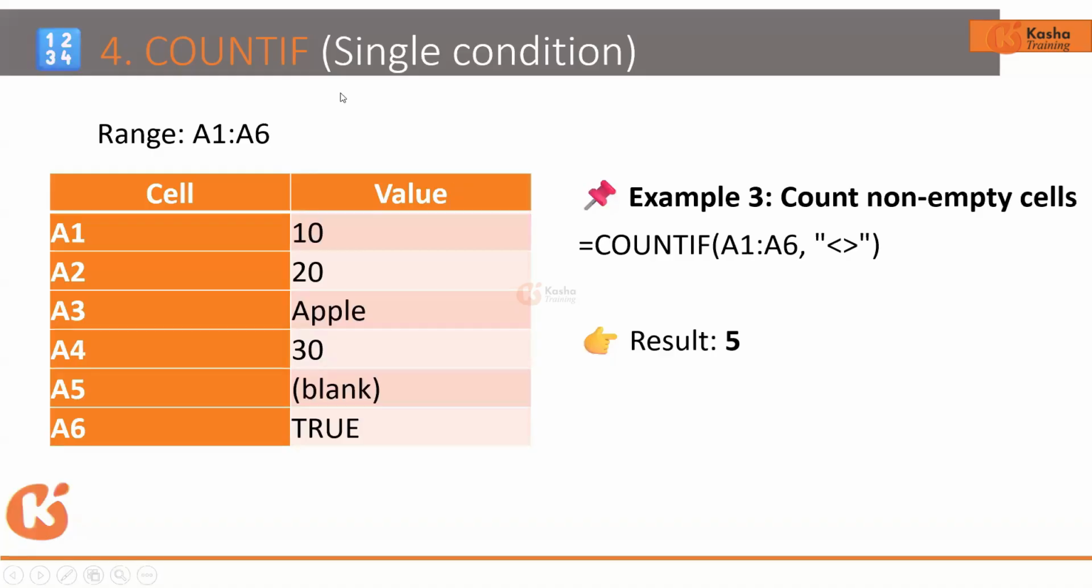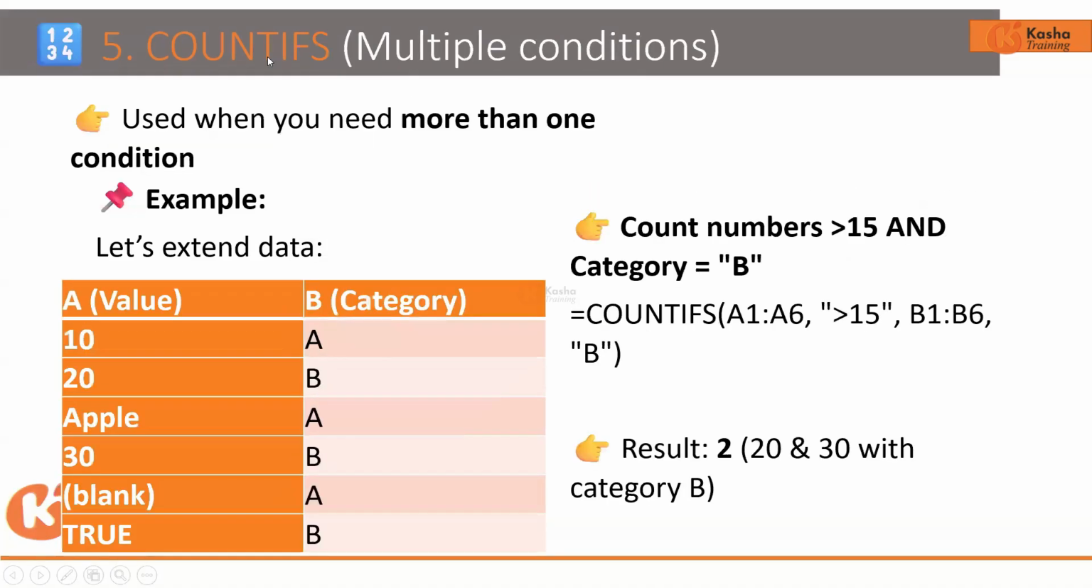Whereas in COUNTIF, we have taken only the single condition. So again, if I come here, which is COUNTIFS, in this case, we're going to count multiple conditions, which is number should be greater than 15 and it should also count the category B. So what we have done: COUNTIFS, then we have selected this range, and then we have written greater than 15. And then from B1 to B6, it should count only B.